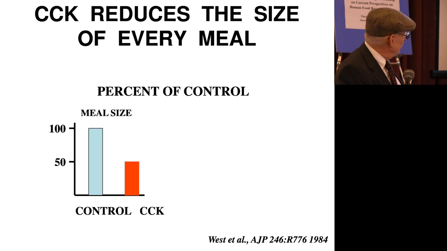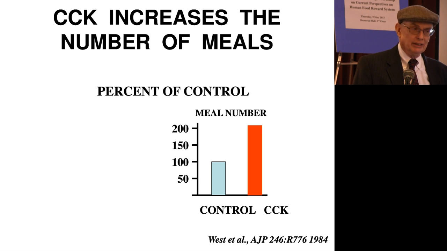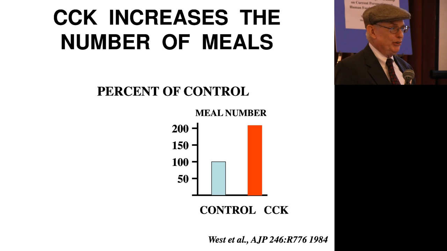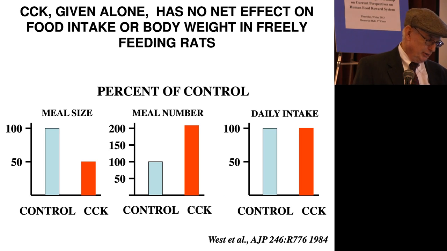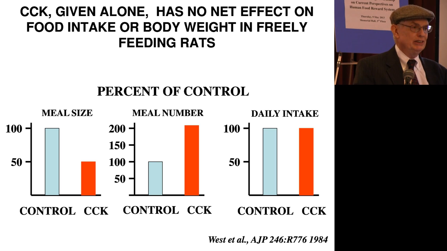The problem, of course, was that on the control week, they ate 11 meals a day, and on this CCK week, they ate 22 meals a day. I know the food industry people can figure this out, but the NIH people may not. But if you cut every meal in half and double the number, guess what happens to how much you eat? Well, the rats really stayed the same. They kept up with us. They have no problem changing their meal schedule to keep up with what you're doing.